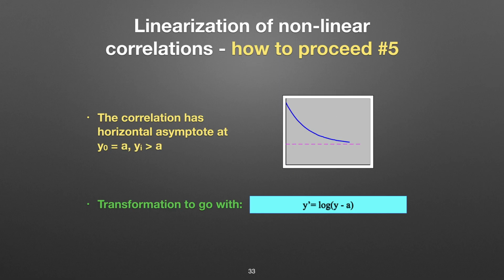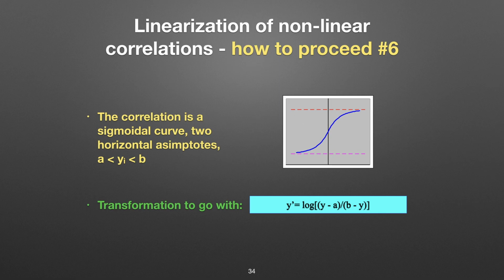Here we get the mirror version of the previous case. If the correlation has a horizontal asymptote at y equals a, and the values are above a, then the suggested transformation is y prime equals log of y minus a. So once again, the logic is based on distance from the asymptote. We are not transforming the raw value for fun, we are transforming how far the value still is from its limiting behavior. This is actually quite elegant. Slightly fussy, yes, but elegant.